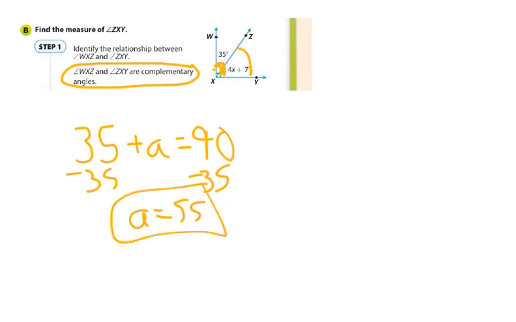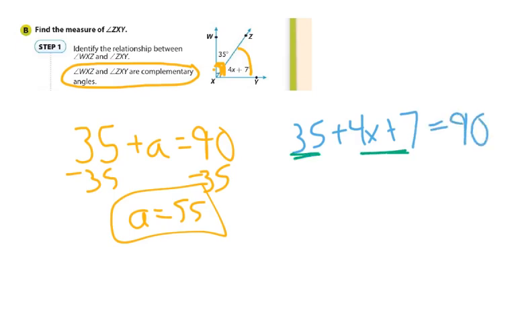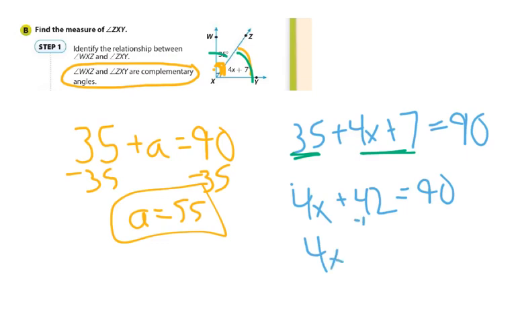Done. But if we need to solve for x, what we'll do is something a little bit different. We'll go 35 plus 4x plus 7 equals 90. Again, I'm getting these from the two angles. We have one angle, we have the other angle. I'm adding those two together to get 90 degrees because they're complementary angles. Now I have to do a little more work to solve for this. So 4x plus 42 is equal to 90. Subtract 42 from both sides. 4x equals 48, divided by 4, and x equals 12.